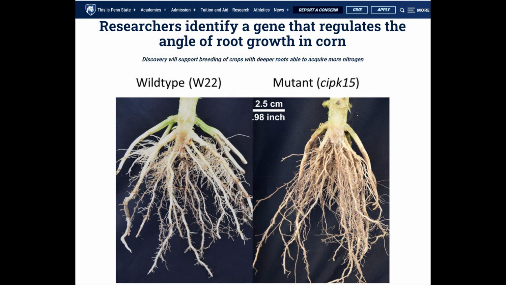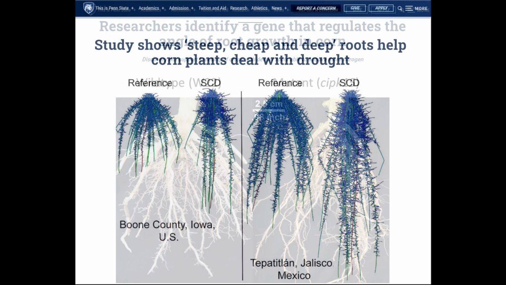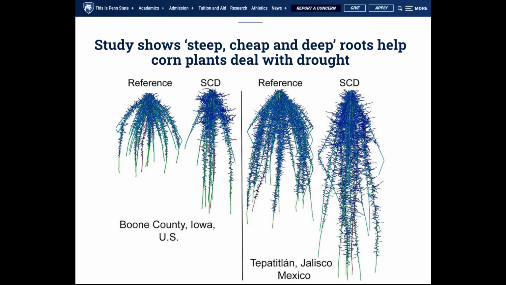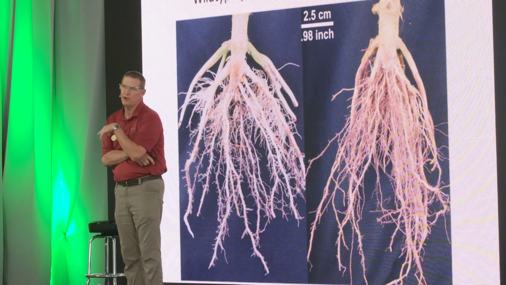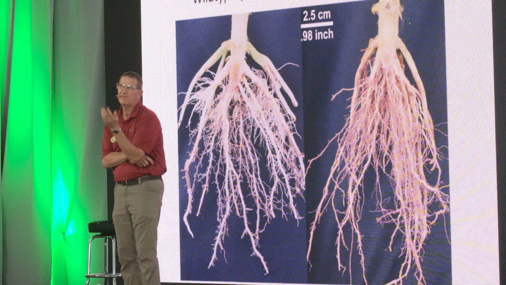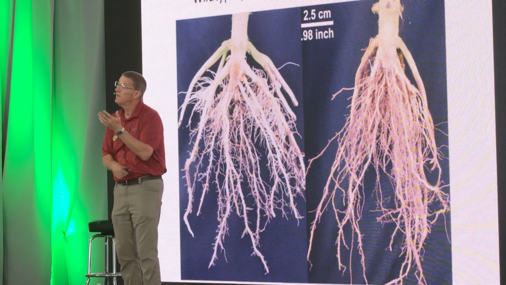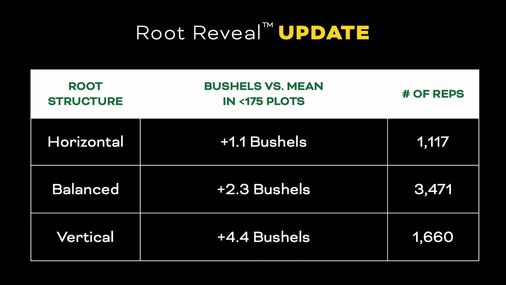Penn State University has done quite a bit of work with roots. They have isolated a gene for vertical roots, the one on the right, but on your right, they've also talked about steep, cheap, and deep roots. Steep, cheap, and deep. And if you dig into the Penn State data, what Penn State would say is, we want steep, cheap, and deep roots because they perform better in low nitrogen, low water environments. So that's an encouragement to us, again, to say, it seems to be marrying up with our research.